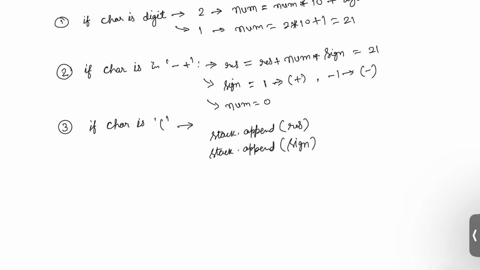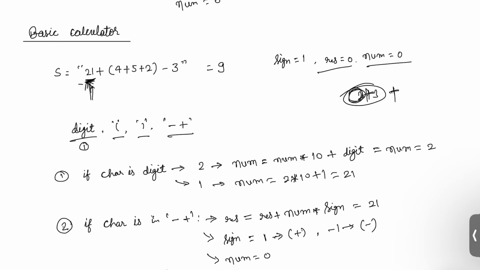And after that, result value will be 0, because we have already pushed result value inside this stack, and sign value will also update with 1, like this. So this is the case for opening bracket. Fourth case is if this carries closing bracket. What we will do, see, till closing bracket we have calculated these values. Actually these values are inside a stack, and after opening bracket we have calculated 4 plus 5 plus 2, 11. This value 11 we have calculated inside the result.